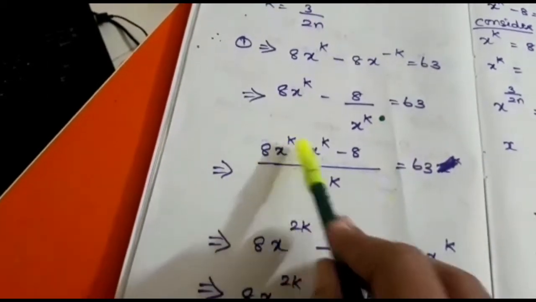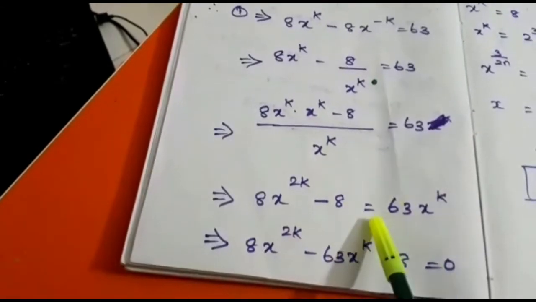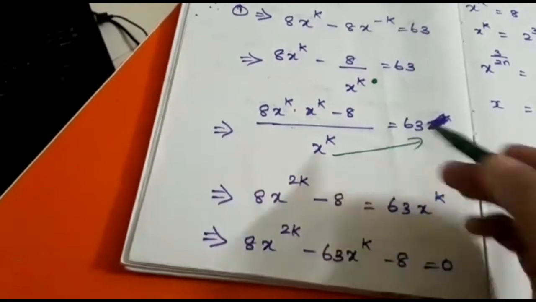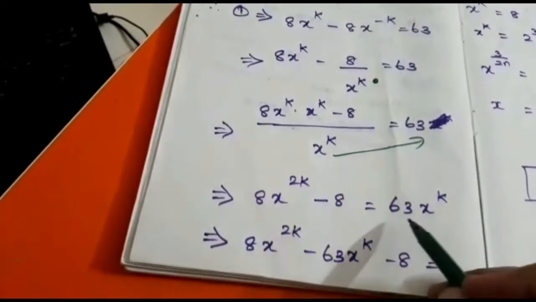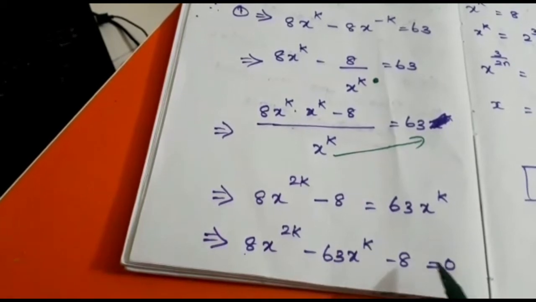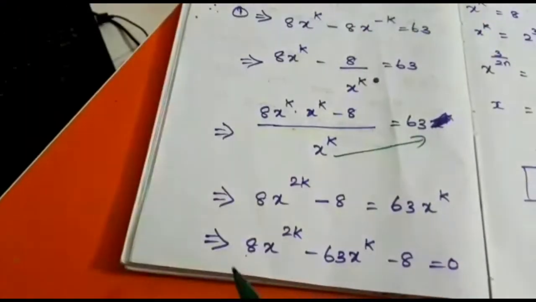So x^k into x^k minus 8 is equal to 63. So x^k into x^k is nothing but x^2k minus 8 is equal to this x^k, I am going to take to the right hand side. So this will be 63x^k. So this equation will become 8x^2k minus 63x^k minus 8 is equal to 0. Then I can multiply this 8 with 8. This will be minus 64.